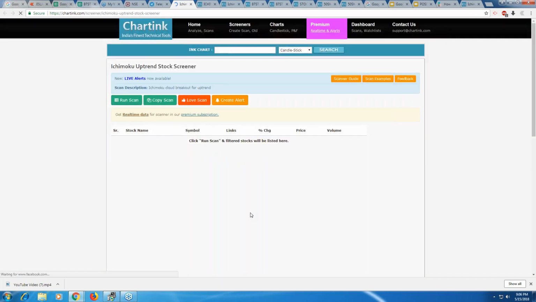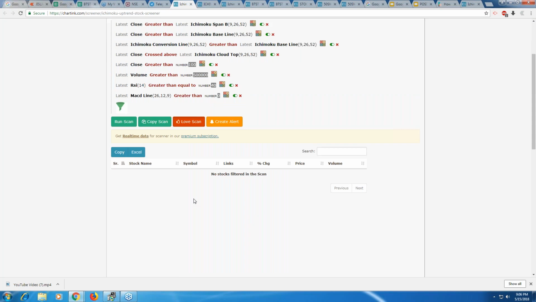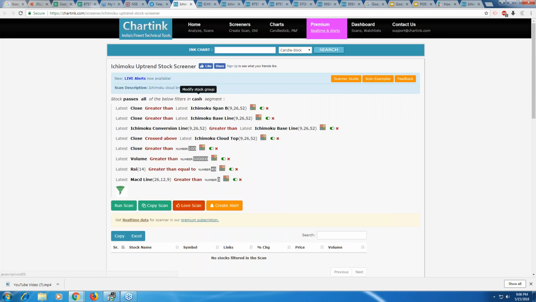So this is a bit more comprehensive scanner. In case you don't want to use so many of them, you can just reduce, make something lesser, and then run the scan. You'll get some stocks, or maybe you can reduce further. Let's say I reduce MACD line, RSI, this I can make lesser, and I can go here, I can reduce one of these and then see if we get something.